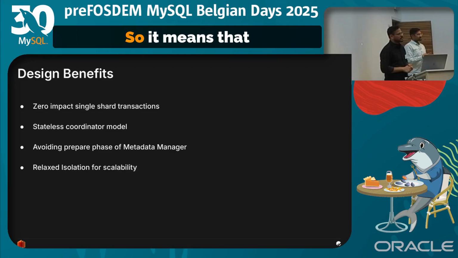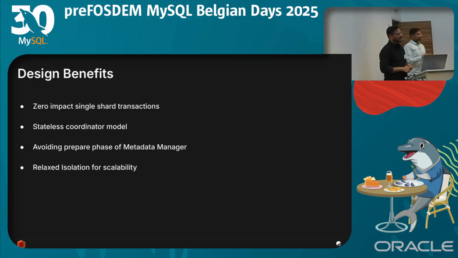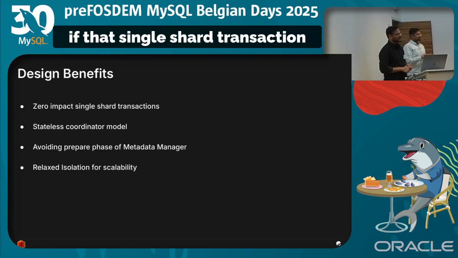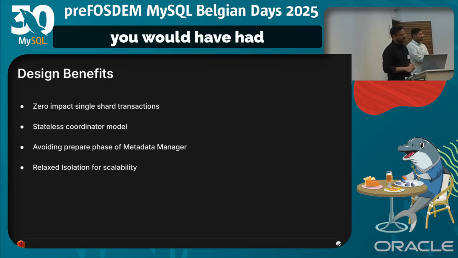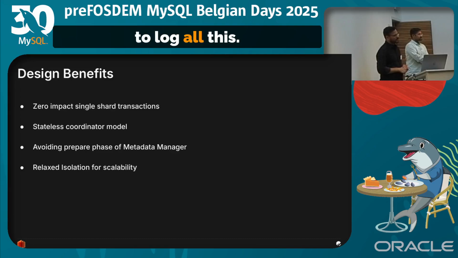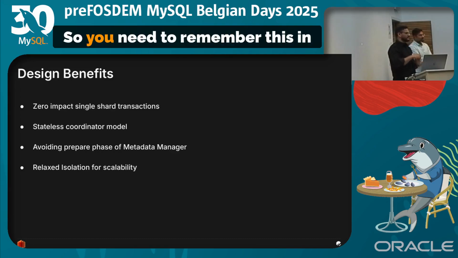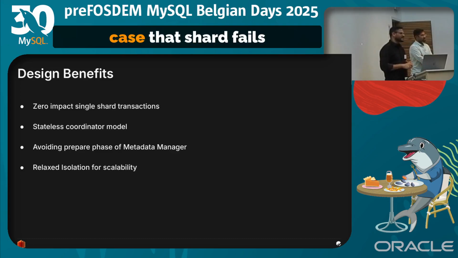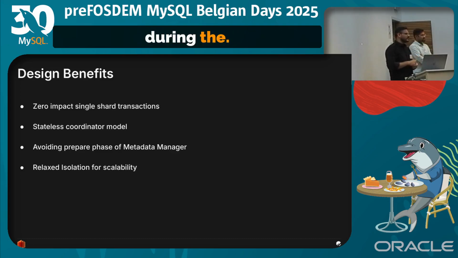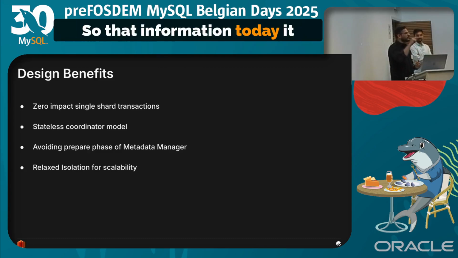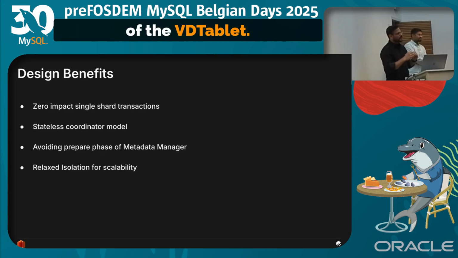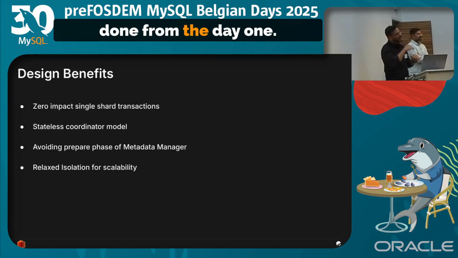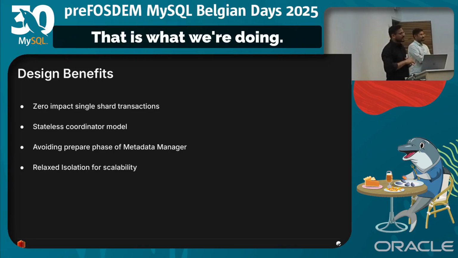Okay. So it means that if that single shard transaction had a failure, you would have had to log all this. You need to remember this in case that shard fails. Right, so that information today we store, but we don't store it on MySQL. We store it in the memory of the VT tablet, but that is already being done from day one. This can be used. That is what we're doing.